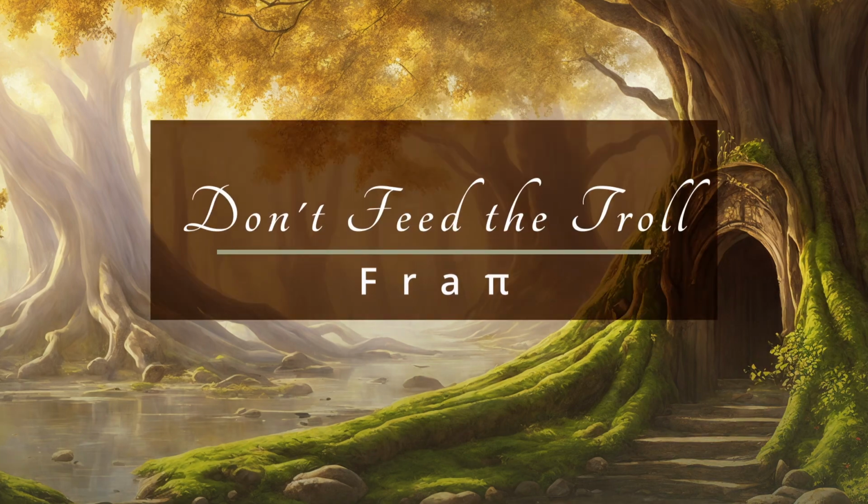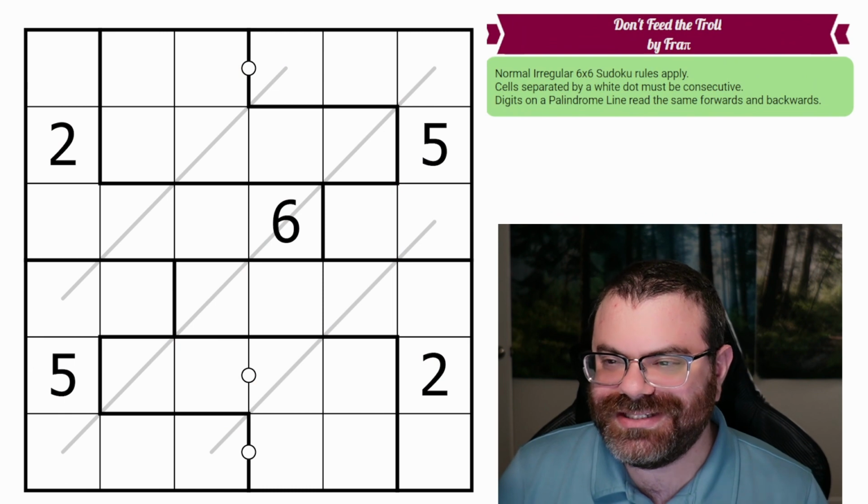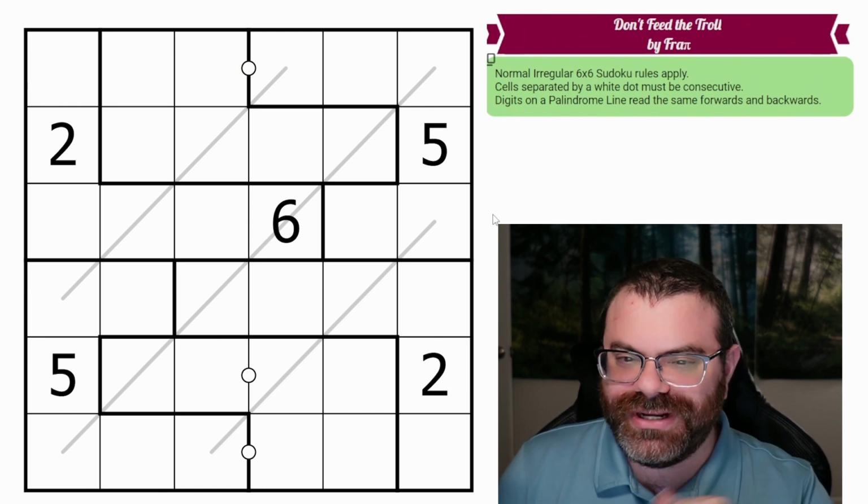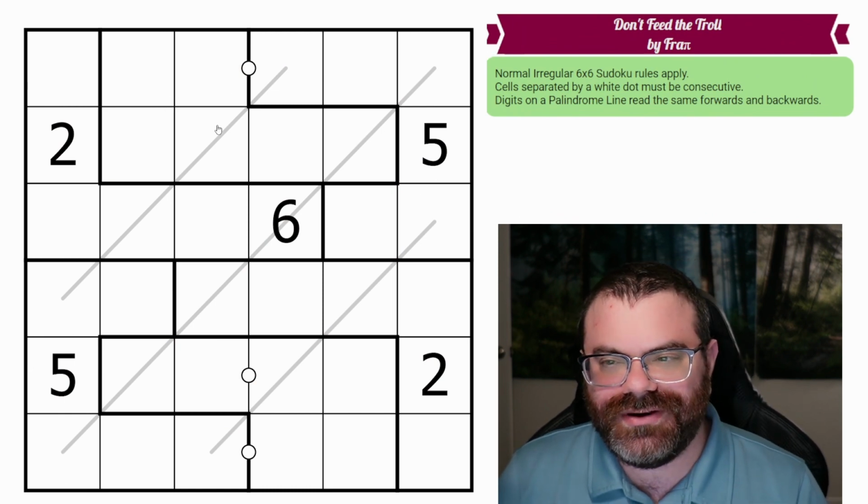Hello, let's continue our Sudoku adventure with Don't Feed the Troll by Frapp. So we have normal, irregular 6x6 Sudoku rules. It sounds weird to say it's normal, irregular, but irregular is a specific variant.